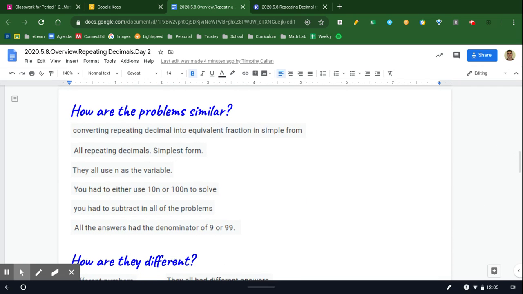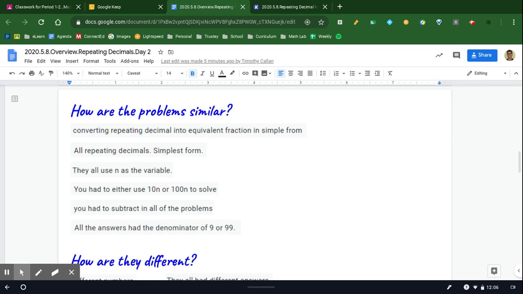All right, really pumped up about students' responses to the last day's assignments. How were all the problems similar? Several people talked about directions, converting repeating decimals into equivalent fractions. Simplest form, all had repeating decimals. All used n as a variable. That's just something that I learned at one point in time. You really could use any variable you want, x, b, m. You could use a Greek variable, chi, delta, alpha, whatever.